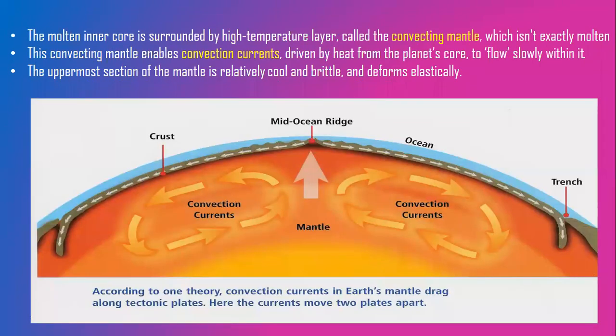The inner core is surrounded by a high temperature layer called the convecting mantle, and it is not exactly molten, as we have already seen. It is made up of solid silicates as well. This convecting mantle enables convection currents driven by heat from the planet's inner core, and the convection currents flow within the mantle. The uppermost section of the mantle is relatively cool and brittle, and it can deform elastically. And the convection currents in Earth's mantle drag the Earth's crust.